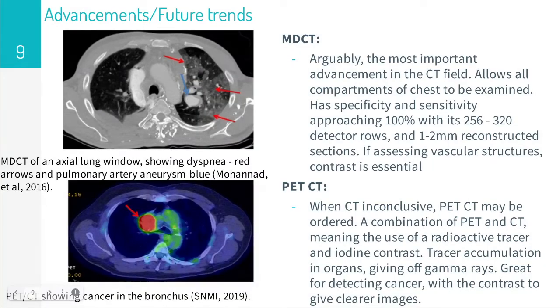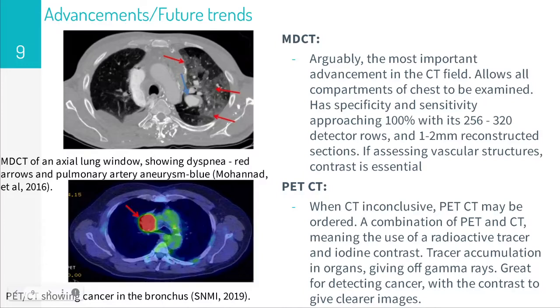Due to advancements in CT, much higher quality images can be obtained for certain pathologies, becoming future trends. The first one we see is MDCT. This may be the most important advancement in the CT field. With this type of scan, all compartments of the chest can be examined, with specificity and sensitivity approaching 100%. It can find additional findings in up to 83% of cases. This is thanks to the excellent temporal and spatial resolution it provides with its 256 to 320 detector rows.